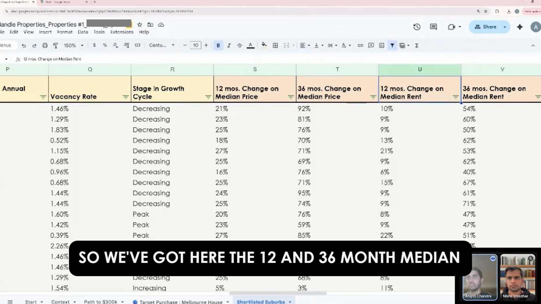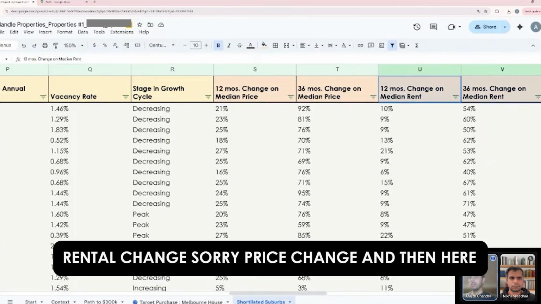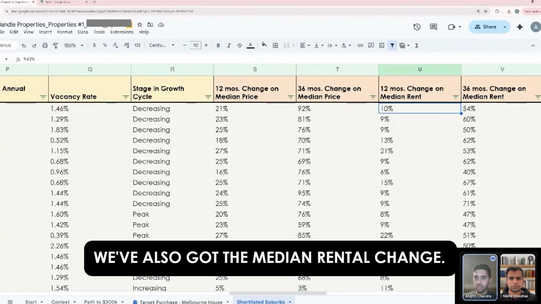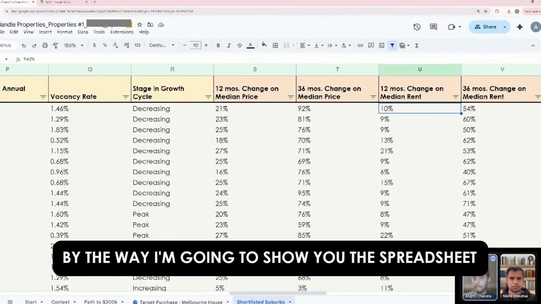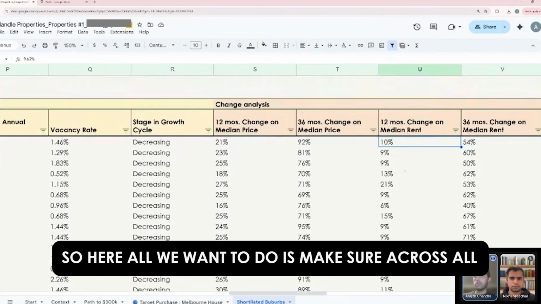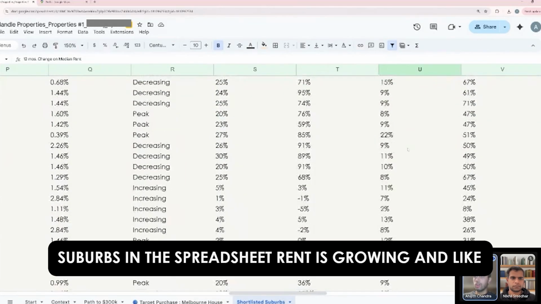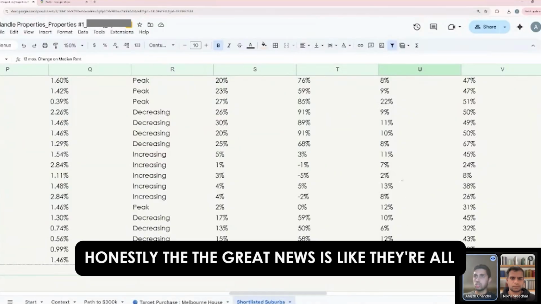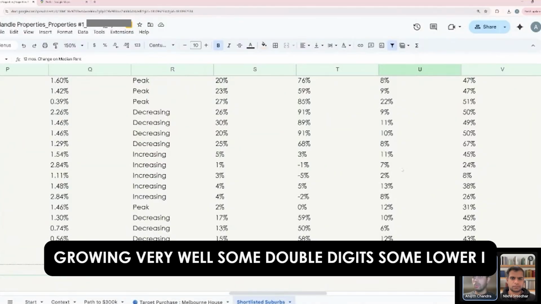So we've got here the 12 and 36 month median price change, and then here we've also got the median rental change. By the way, I'm going to share the spreadsheet with you, so you don't need to take notes or anything. You'll have all this data yourself. Here, all we want to do is make sure across all suburbs in the spreadsheet, rent is growing. And honestly, the great news is they're all growing very well.